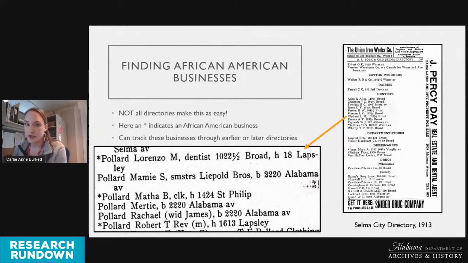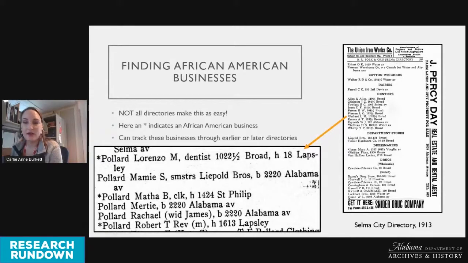So I wanted to make sure that I was right on my hunch that these asterisks indicated the race of these business owners. So I then looked them up in the individual listing. And if you see my arrow here, it's pointing from this L.M. Pollard, who's a dentist. And I found his entry in the individual section under Lorenzo M. Pollard, dentist, at 1022 and a half Broad. And his house is on 18 Lapsley.